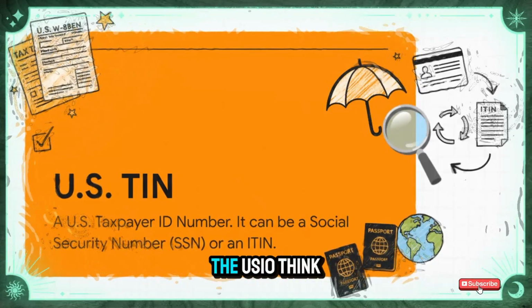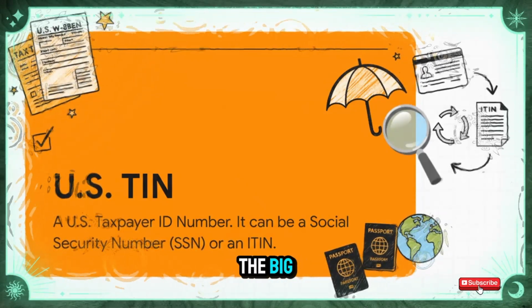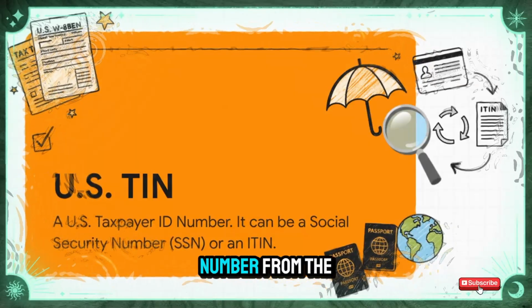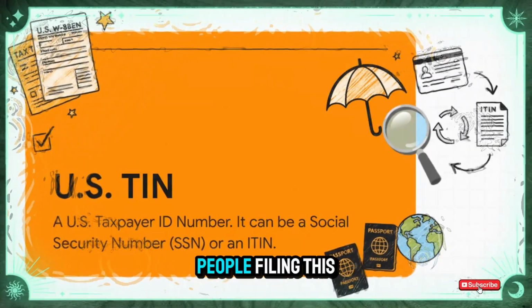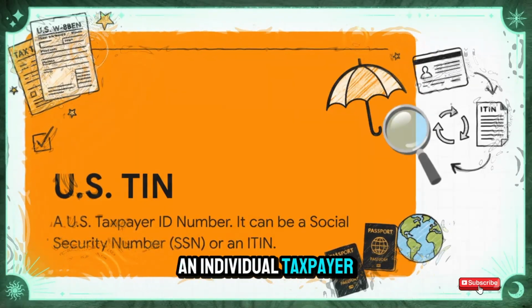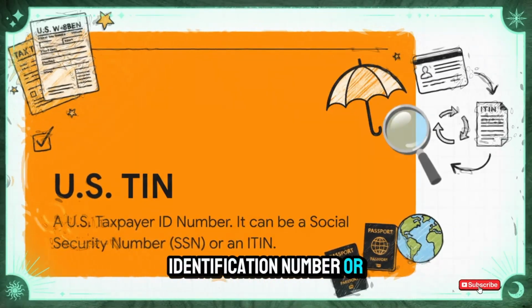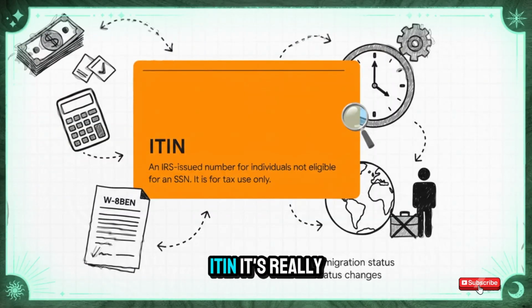Okay, first up, the US TIN. Think of this as the big umbrella term for any tax number from the US government. This could be a social security number, or for most people filing this form, an individual taxpayer identification number, or ITIN. So what's an ITIN?